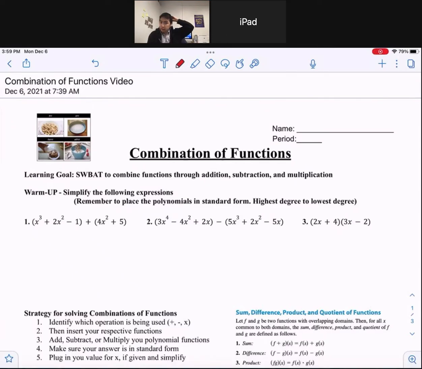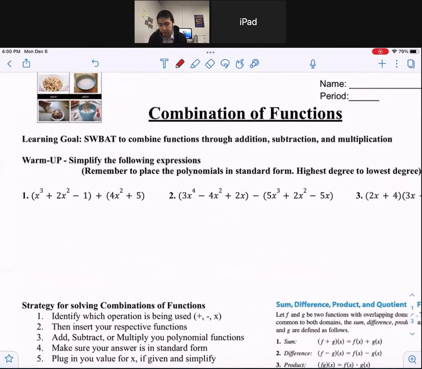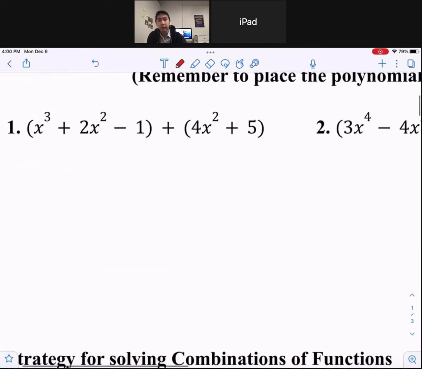Hey guys, here's your notes on combination of functions, introduction to function composition. Students will be able to combine functions through addition, subtraction, and multiplication. For your warm-up, simplify the following expressions. Remember to place the polynomials in standard form, highest degree to lowest. It's first important to know how to add, subtract, and multiply your polynomials for today's lesson.